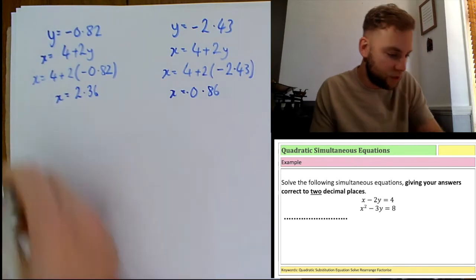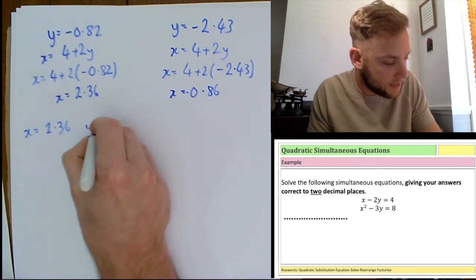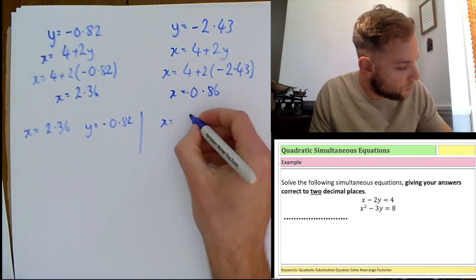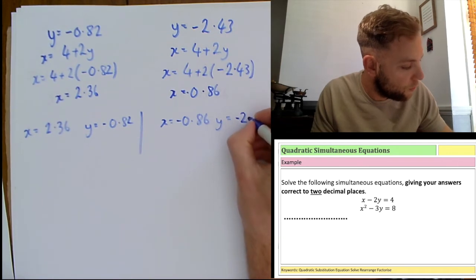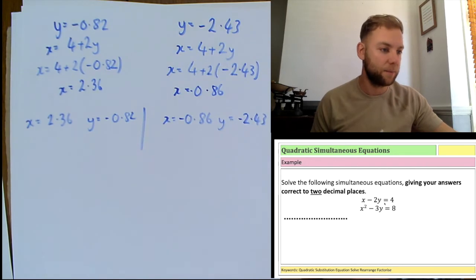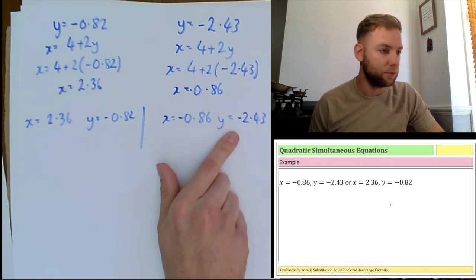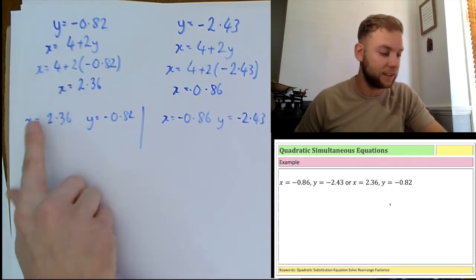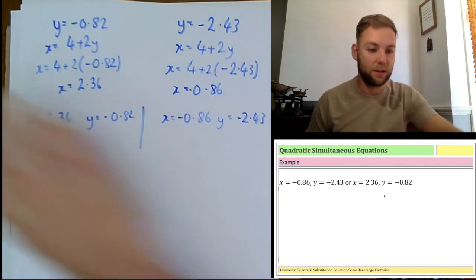Now with this one here, let's just make it really clear to the examiner. When x is equal to 2.36, y is equal to minus 0.82, and when x is equal to minus 0.86, y is equal to minus 2.43, both to 2 decimal places. So let's just check that answer. So when x is equal to minus 0.86, y is equal to minus 2.43, and when x is equal to 2.36, y is equal to minus 0.82. Brilliant. So let's have a look at the next question then.